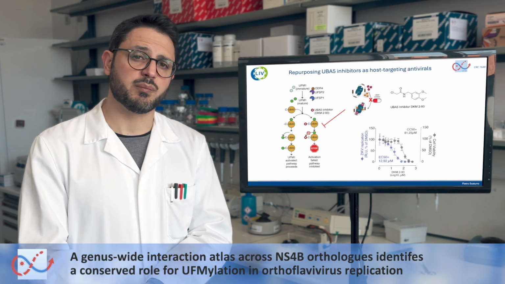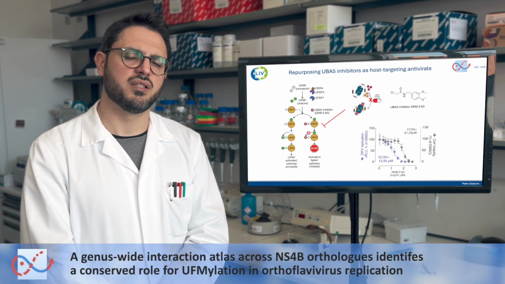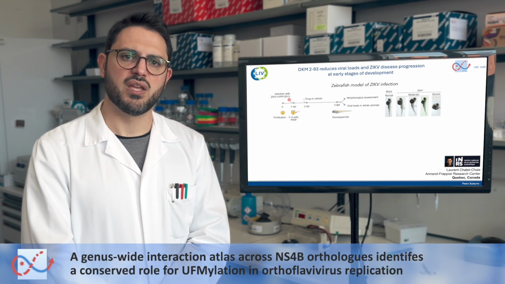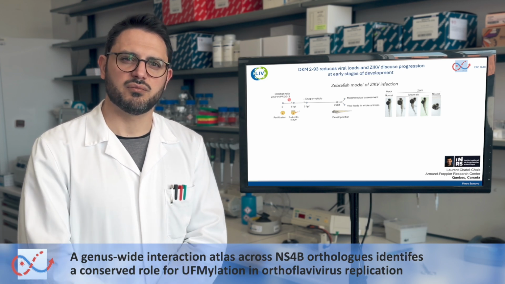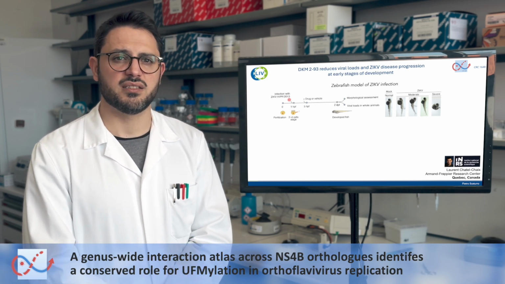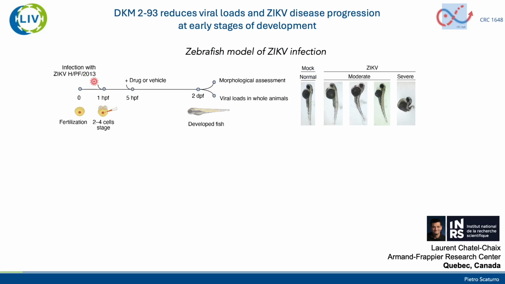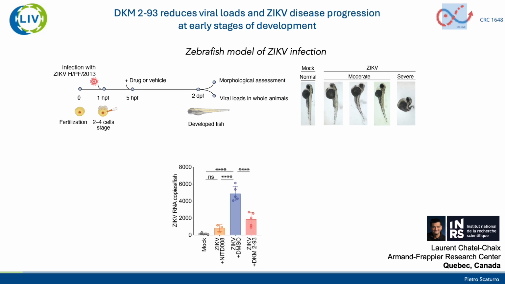This does not just apply to cultured cells, but also holds true in animal models of infection. As part of a large collaborative effort with researchers in Singapore and in Canada, we were able to show that small molecule inhibitors targeting this pathway are able to efficiently inhibit Zika virus replication also in animal models of infection, improving also their clinical outcome.